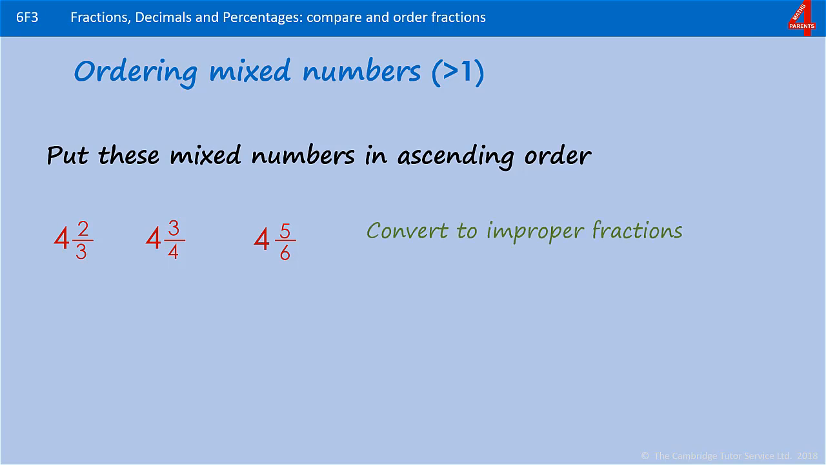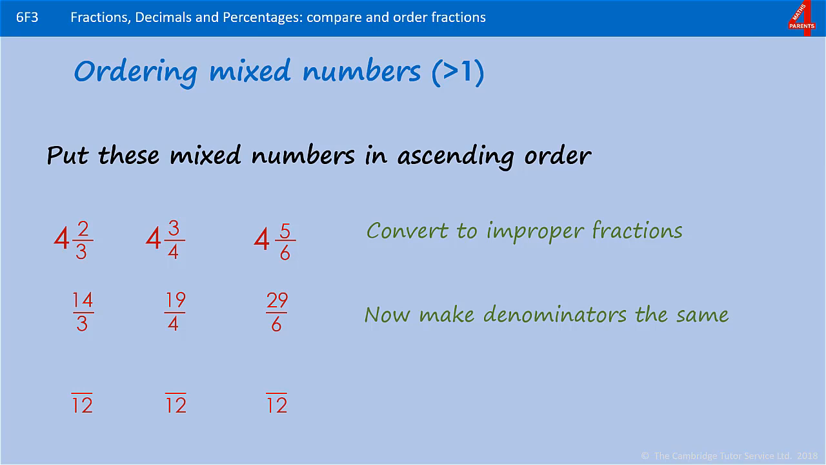Convert to improper fractions first. The denominators stay the same. 4 times 3 is 12, add 2, that's 14. 4 times 4 is 16, add 3 is 19. 4 times 6 is 24, add 5 is 29. Now we're going to make the denominators the same. 3, 4 and 6, you'll probably work out that they all go into 12. 12 is the lowest common multiple of those three denominators.